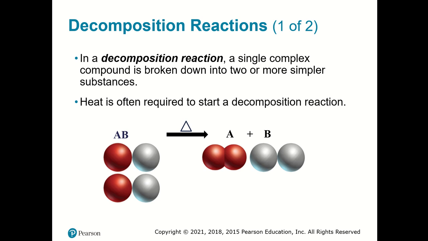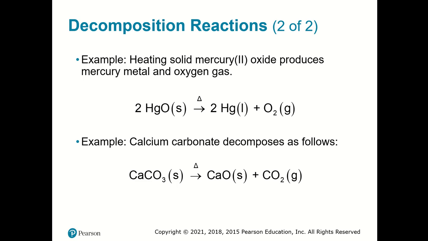So the decomposition reaction is the opposite of the combination reaction. So in a decomposition, a single complex compound is broken down into two or more substances, like you see here in this example. So heat is often required, as in the combination or synthesis reaction, to start the reaction. Okay, let me grab my pen again. So an example of heating solid mercury(II) oxide, remember that. So just use this unit also to review nomenclature and how to write your formulas.